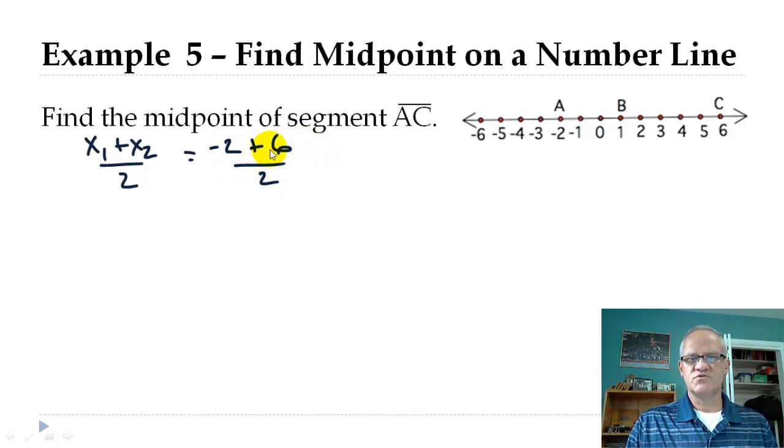Well, what's -2 plus 6? Or in other words, 6 minus 2, it's 4. 4 divided by 2 is 2. So the midpoint of this segment is 2, which is right here. And if that's correct, we should be the same distance from A and C. If you count 1, 2, 3, 4 to C, and from here 1, 2, 3, 4 to A, it's the same distance to both sides. So therefore, yep, this is our midpoint.